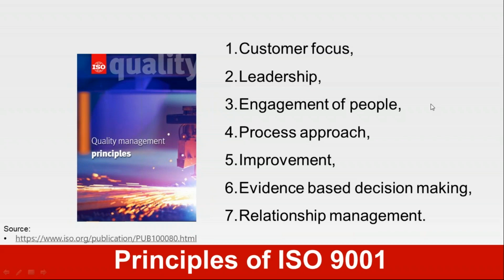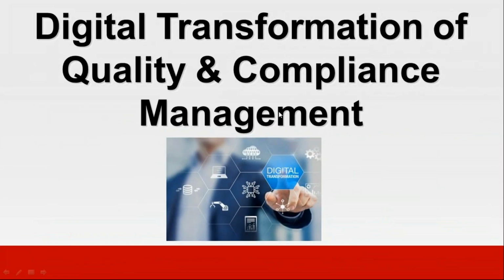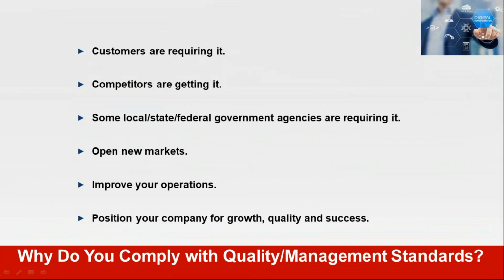So having said that, based on these principles, we can actually go towards digital transformation of quality management in the scope of ISO 9001. When we look at why we are actually complying with ISO, there are reasons behind it. First of all, our customers are asking us to comply with ISO 9001, with the quality management system. Our competitors are complying with ISO 9001, so we don't want to fall behind. And some local, state, and federal government agencies may be asking for you to comply.